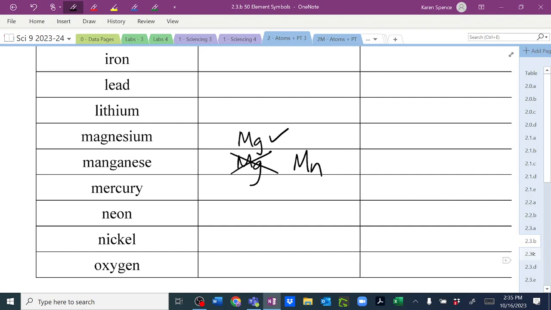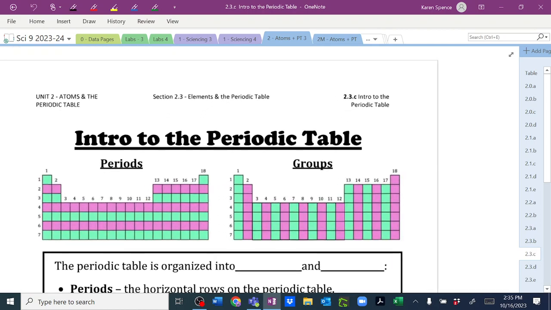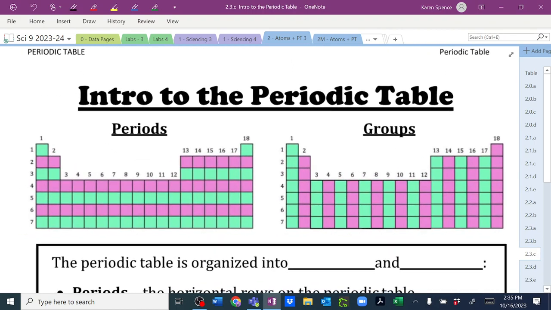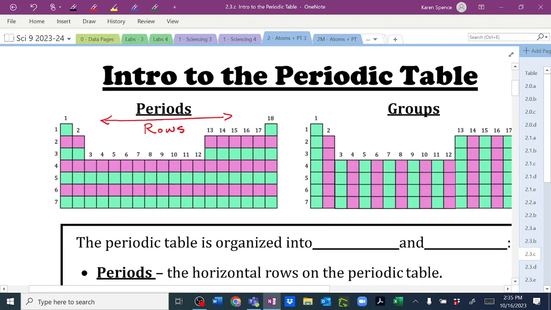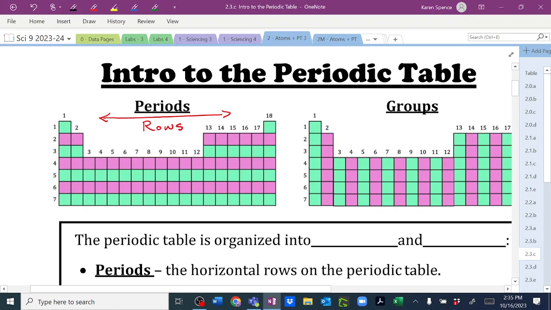And now, what we've all been waiting for, the intro to the periodic table. Periods go this way. They are the rows. How many rows do we have on the periodic table? There are 7 of them.